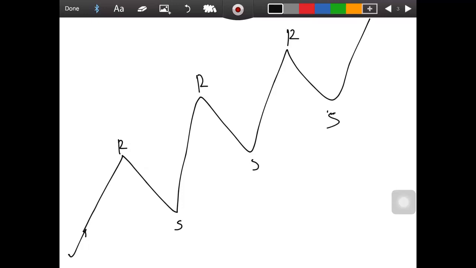One thing that you should have noticed by now is that your resistance is equal to your higher high. Then this is low, this is high, so your support is equal to your higher low. Your resistance here is equal to your higher high, your support here is equal to your higher low, so higher high, higher low.